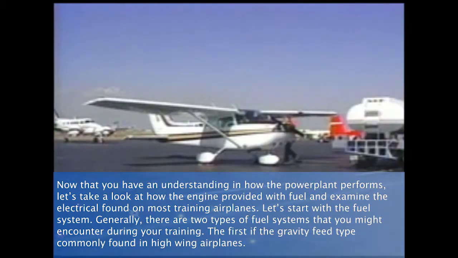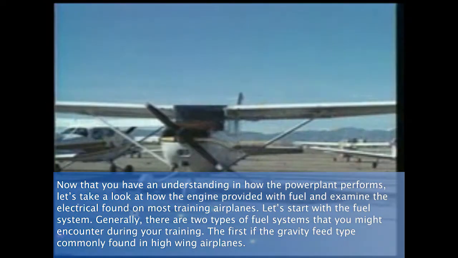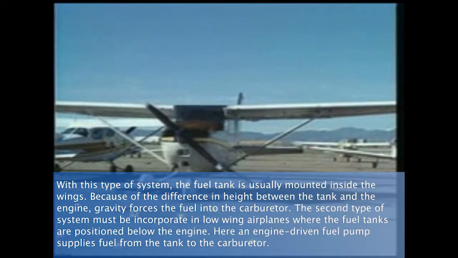Let's start with the fuel system. Generally, there are two types of fuel systems which you might encounter during your training. The first is the gravity feed type commonly found in high-wing airplanes. With this type of system, the fuel tanks are usually mounted inside the wings. Because of the difference in height between the tanks and the engine, gravity forces the fuel to the carburetor.